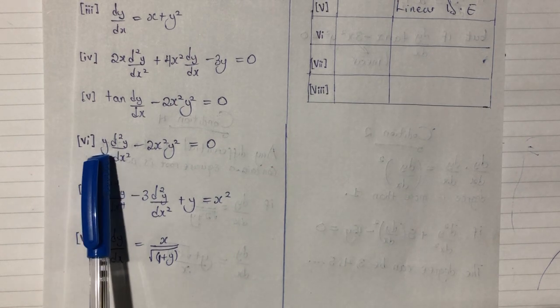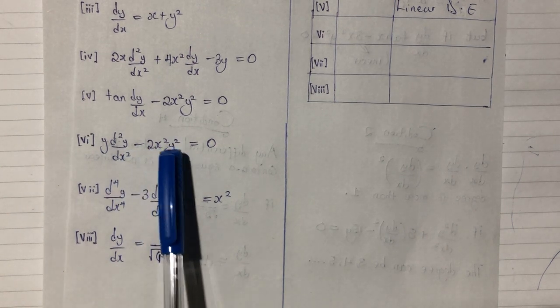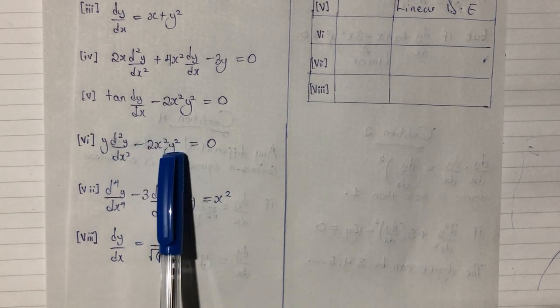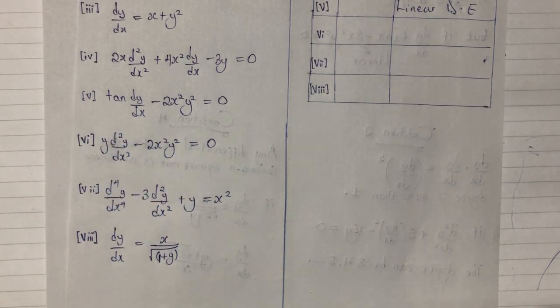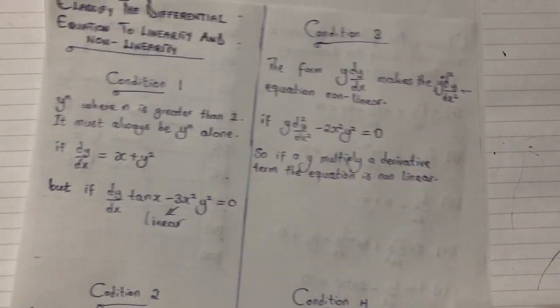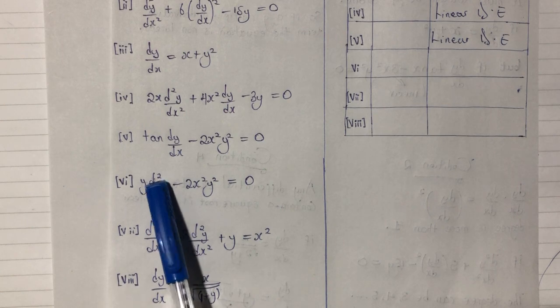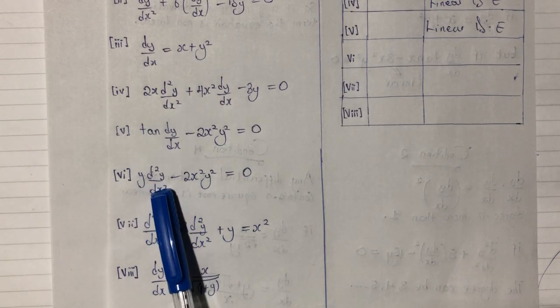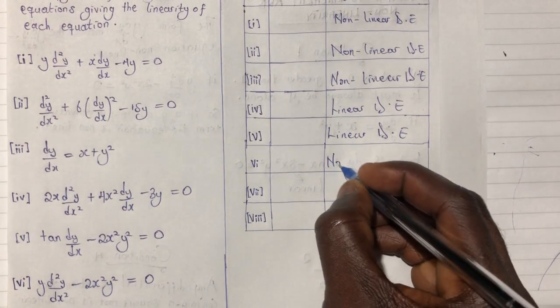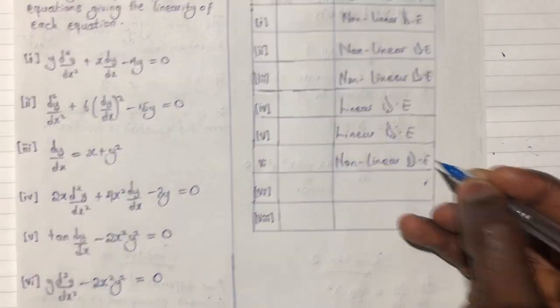So we move on to the sixth question. We have the equation here, y d squared y over dx squared minus 2xy squared. So when we look at this, this is not in the condition, it doesn't qualify. But when we look at this, this qualifies. This is condition number 3. So we can go back and check. This is condition number 3, a y term multiplying a derivative term. And that is what we have here. The derivative term is the second derivative multiplying a y. So this equation is a nonlinear differential equation. So we have here nonlinear differential equation.